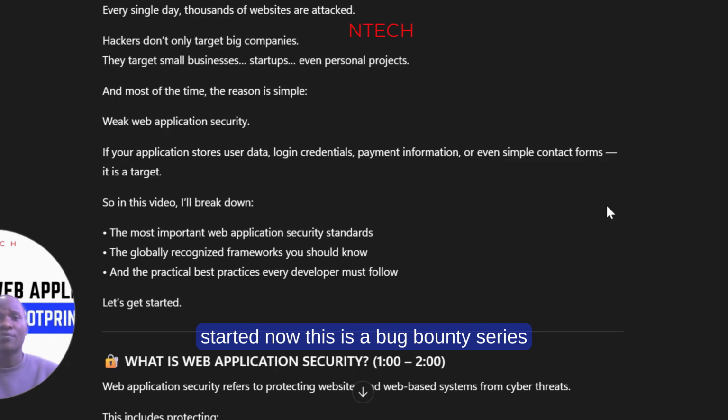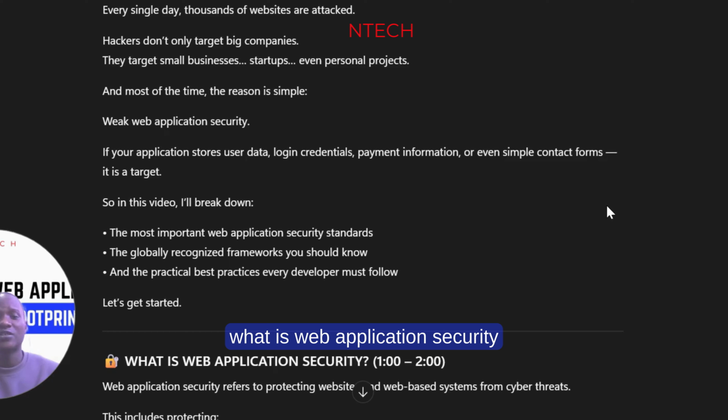Now, this is a practical bug bounty series. I'm sorry, we have to do some theory before we can get to the practical aspect, so bear with me. This course includes a lot of practicals, so you will soon start getting the fun stuff.